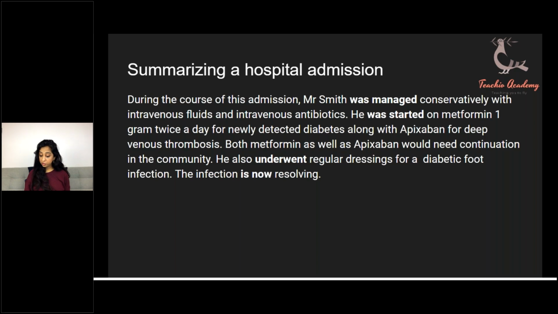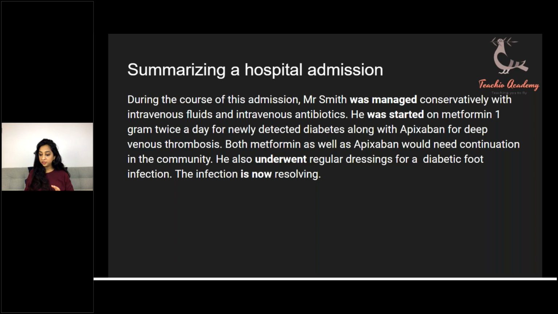Okay, so Just Simran, you're correct. Is now resolving means that the infection is still there, but it's improving. So something is happening to that infection. The infection is now resolved means that the infection has stopped. So Susan, that's also correct. Treatment is complete. Treatment would be complete when you would say the infection is now resolved.